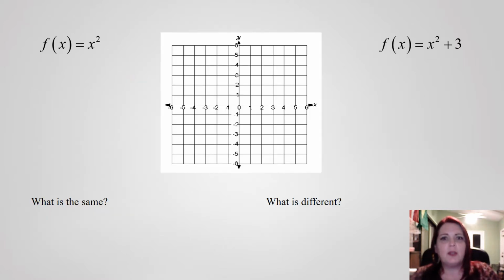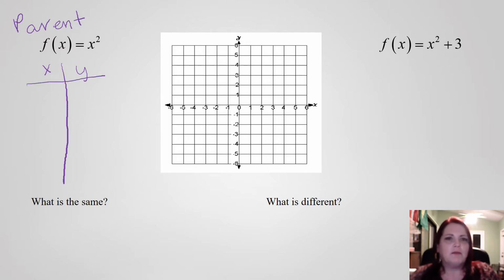So let's take a look at what happens when we take a parent function. So this one is my parent. And I've got f of x is equal to x squared. I'm going to put some points there: negative 2, negative 1, 0, 1, and 2. That gives me 4, 1, 0, 1, and 4. And let's see if I can get this to look really pretty. Well, not really, but close enough.